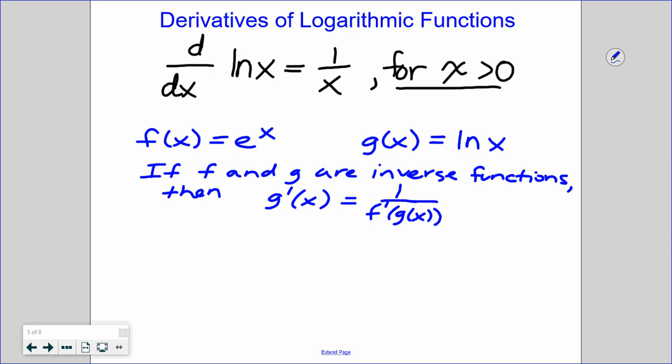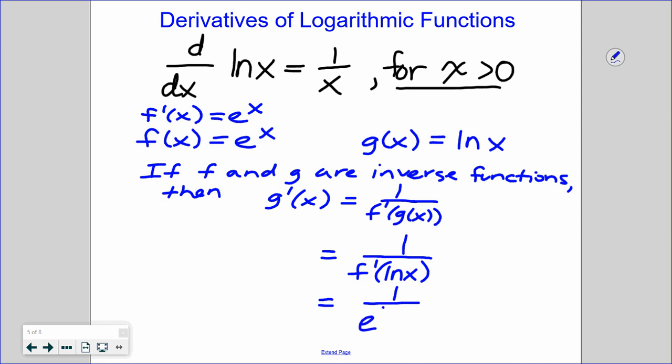So in this case, g prime of x would be the derivative of natural log of x. Now, since g equals natural log of x, in this rule we're just going to replace g of x with natural log of x. We can do that because they're equal. Now we can find the derivative of f, because you know that rule now. So if f of x equals e to the x, then f prime of x equals e to the x. And so this rule is now going to become 1 over e to the natural log of x.